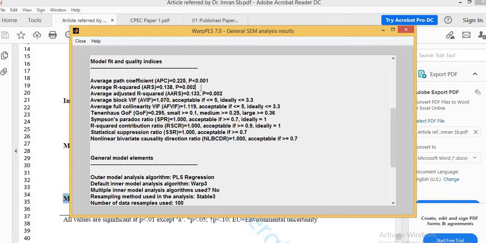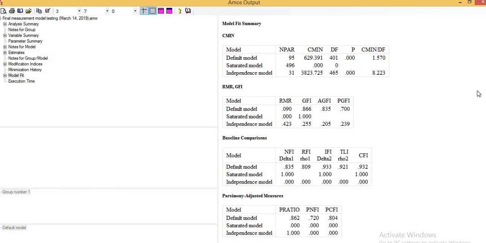If the ARS p-value is not significant, then the model is not fit. Similarly, the value of VIF is acceptable if it is below 5, and ideally it should be below 3.3, and the actual value is given here. So in the PLS software, the actual value as well as the accepted values are given at the same place, but AMOS does not show you such kind of analysis where you can find the accepted threshold of these values.